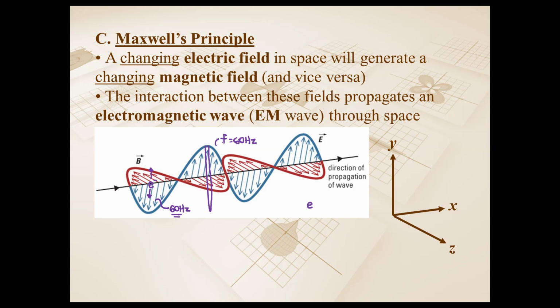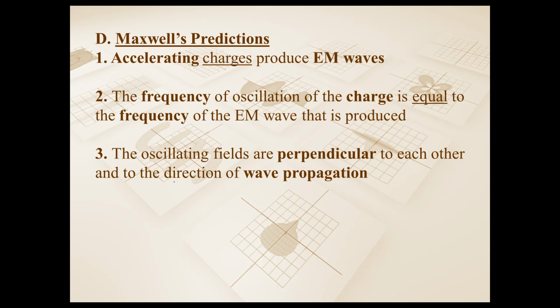And if you want to think of the frequency of the electromagnetic wave, it'd be like the number of times that you have the wave go from its crest to its trough and back in 1 second. So these two numbers would just match. 3. The oscillating fields are perpendicular to each other and to the direction of wave propagation.